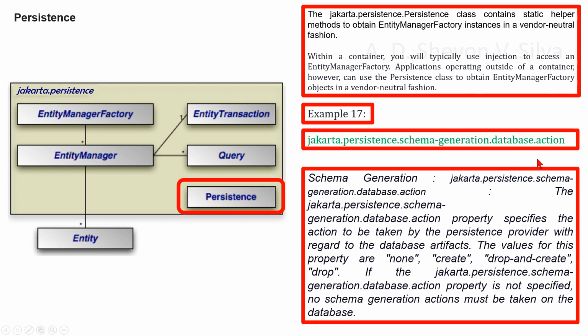Now we are considering jakarta.persistence.schema-generation.database.action in schema generation. The jakarta.persistence.schema-generation.database.action property specifies the action to be taken by the persistence provider with regard to the database artifacts. The values for this property are none, create, drop, and create, drop. If the jakarta.persistence.schema-generation.database.action property is not specified, no schema generation actions must be taken on the database.